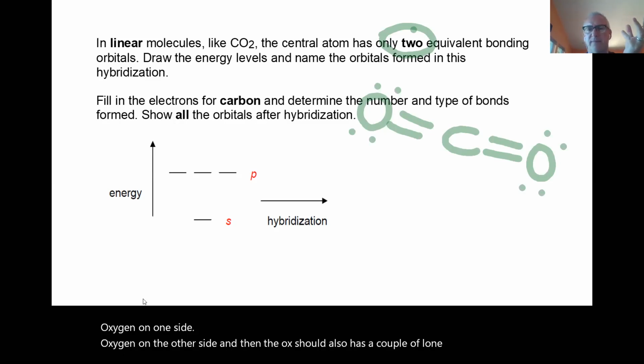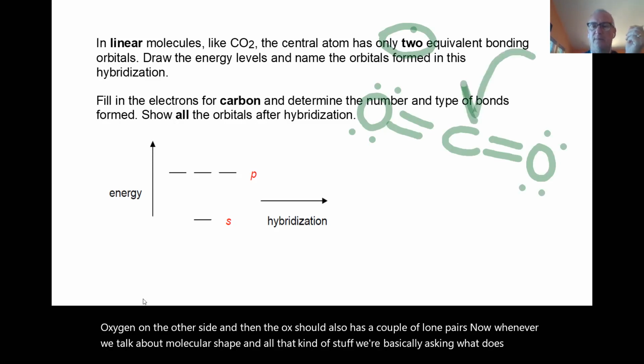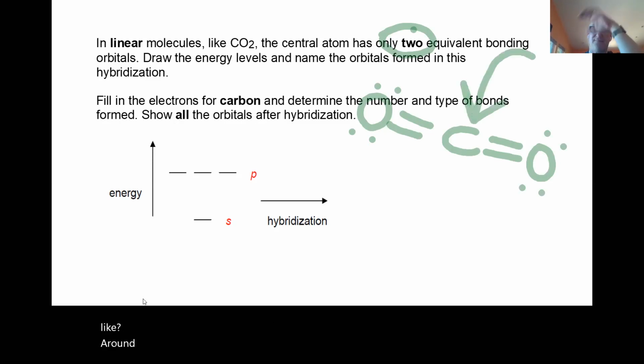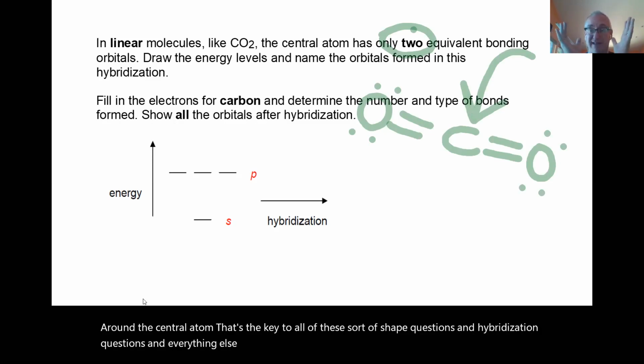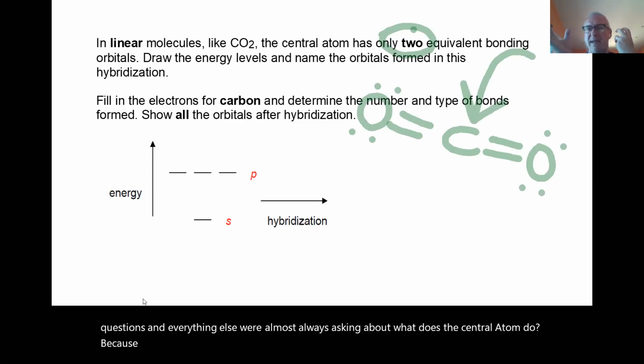Now, whenever we talk about molecular shape and all that kind of stuff, we're basically asking, what does it look like around the central atom? That's the key to all of these shape questions and hybridization questions and everything else. We're almost always asking about what the central atom does, because the bonding of the central atom basically tells you what the shape of the overall molecule is going to be.